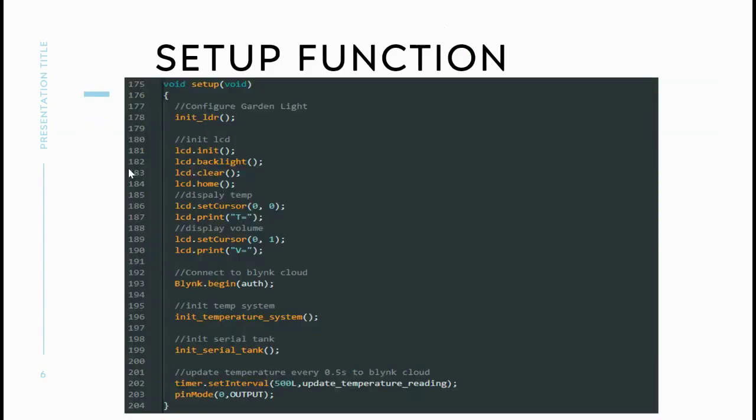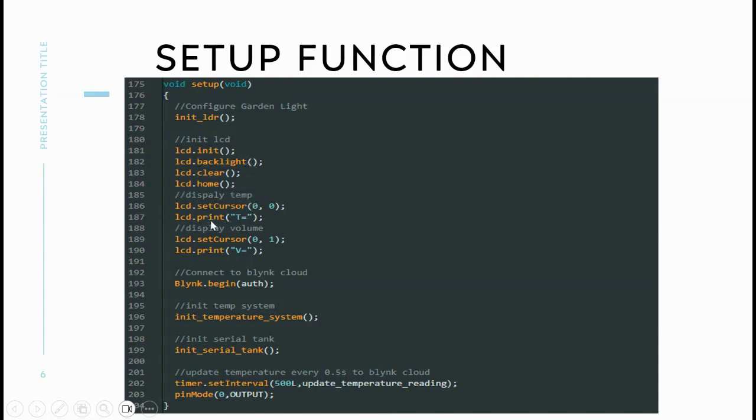Then the next thing here is the setup function. I added this because they are the major functions, the major blocks in the program. So as you can see here, this is just the setup. This setup is where we call functions that should run once to set things up before running the program continuously. Here we initialize the LDR. This is just initializing the LCD, then turning on the backlight and so on.